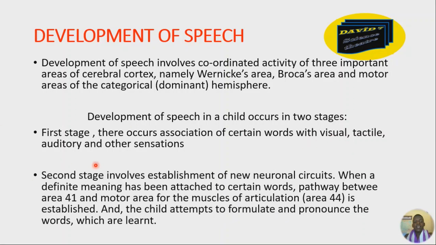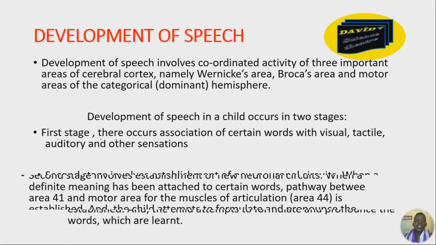The second stage involves the establishment of new neuronal circuits. When a definite meaning has been attached to a certain word, a pathway is created between area 41, what you can call the auditory area, and the motor area for the muscles of articulation, which is area 44. Therefore, if they establish that connection, the child will attempt to formulate and pronounce the words which are learnt. Right, so those are the two stages.